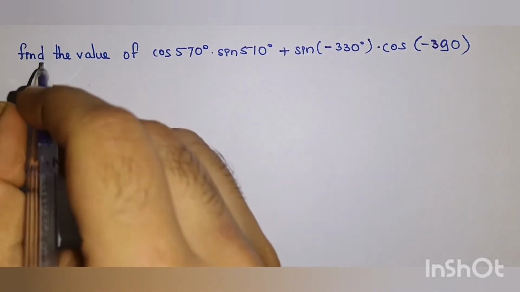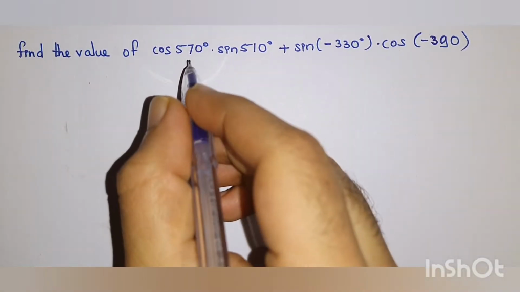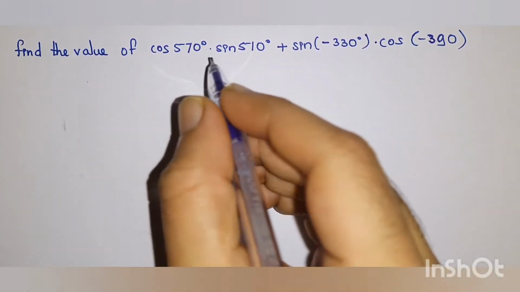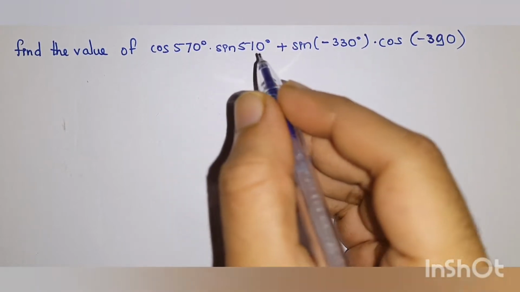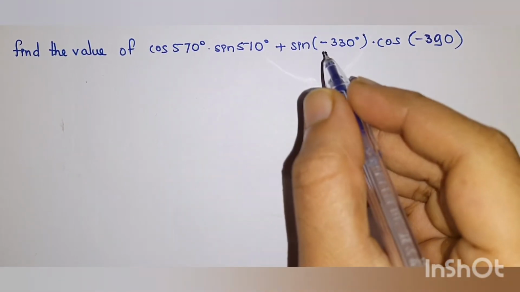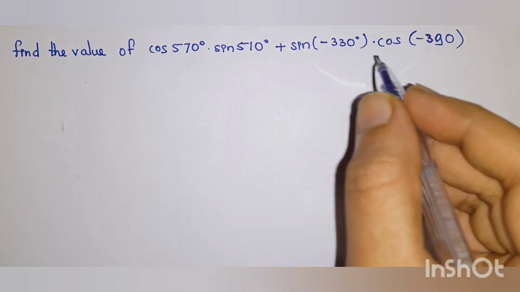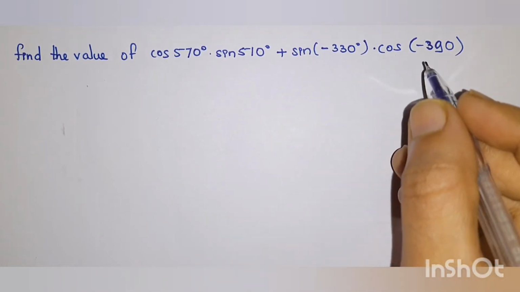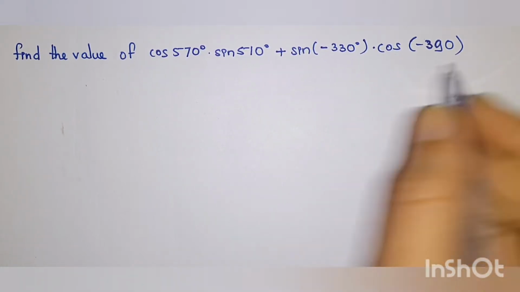Here we have the new question. Find the value of cos of 570 degrees into sine of 510 degrees plus sine of minus 330 degrees into cos of minus 390 degrees.